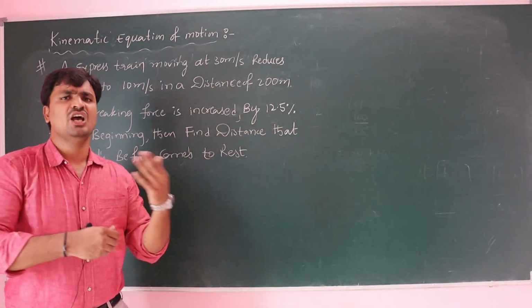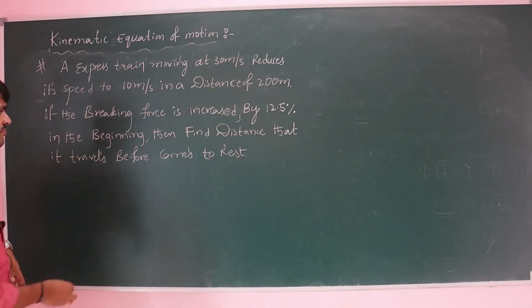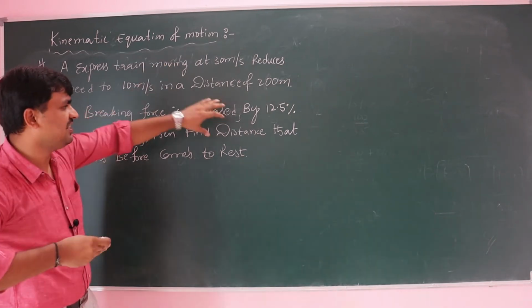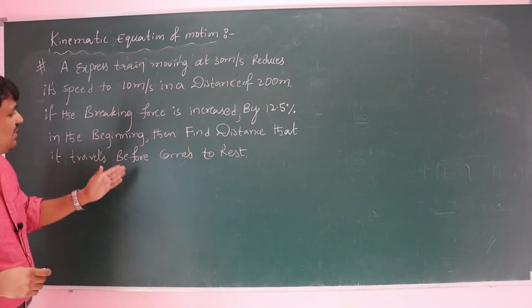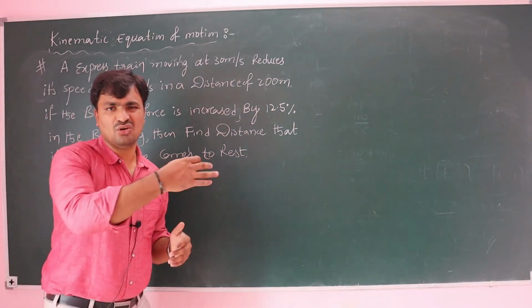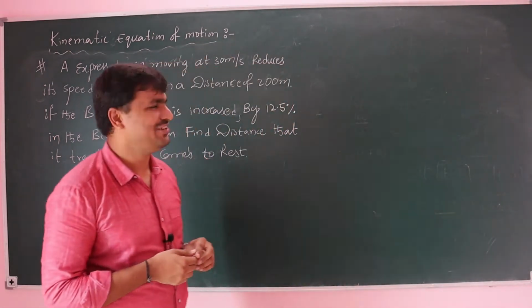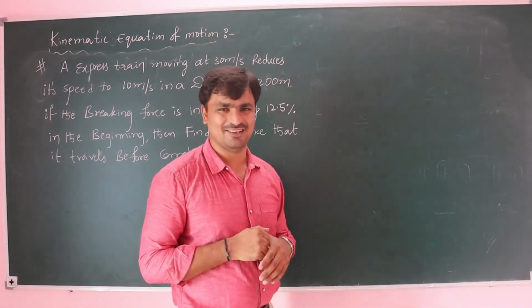How much percent? 12.5%. In the beginning, what is the initial value? That value is increased by 12.5%. Find the distance that it travels before it comes to rest. So how much distance does it travel before coming to rest? That is the question to us. It is very simple if you catch the logic.